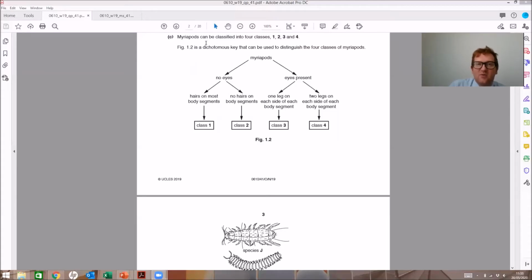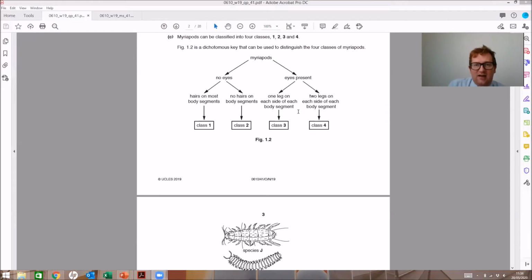Question C. Myriapods can be classified into 4 classes, class 1, 2, 3, and 4. Here we have a dichotomous key, and the first division is between eyes present or eyes not present. Underneath that, they have subcategories, so with no eyes, hair on most body segments, no hair on body segments, and with eyes present, 1 leg on each side of the body segment or 2 legs on each side of the body segment.